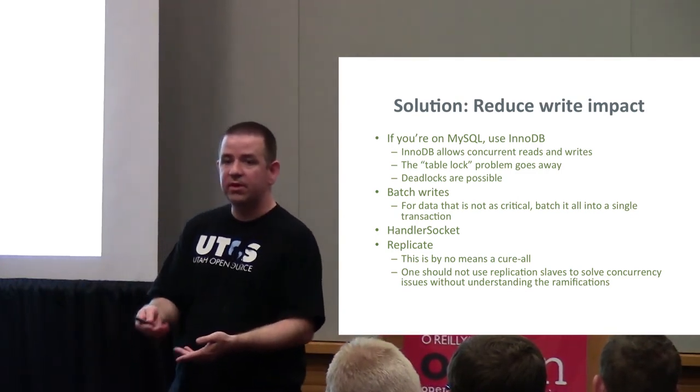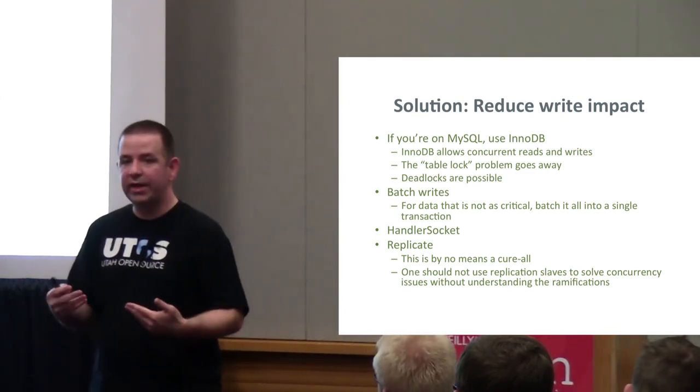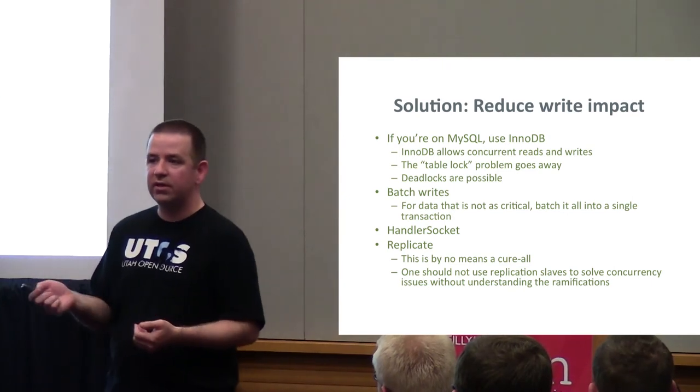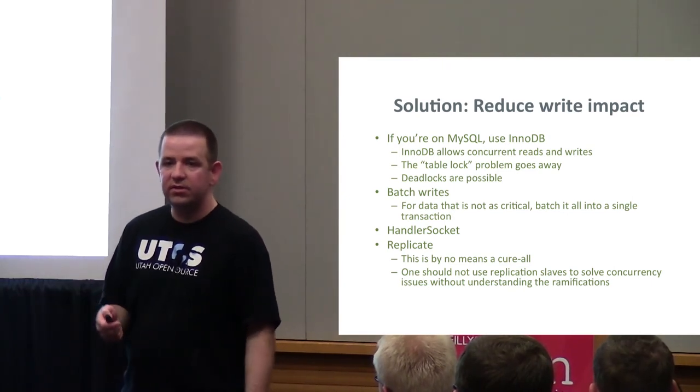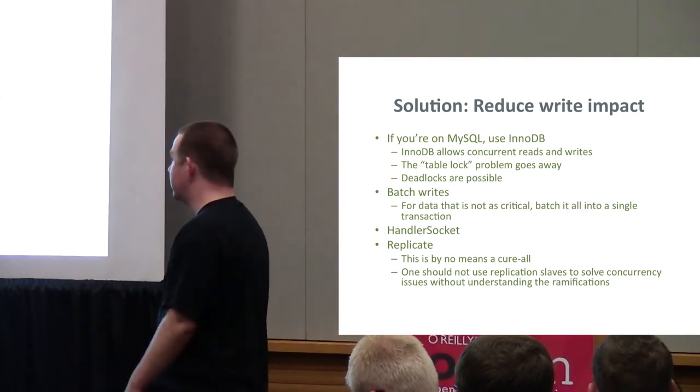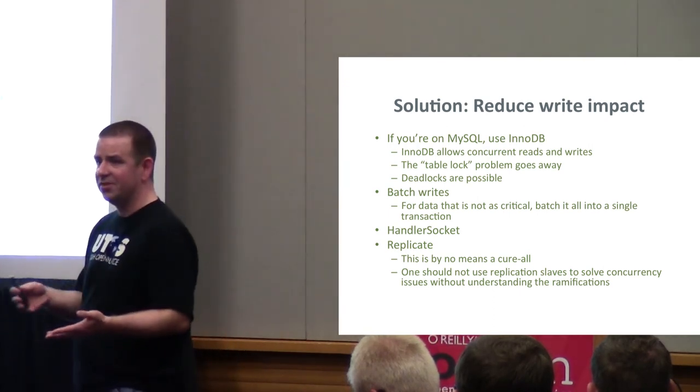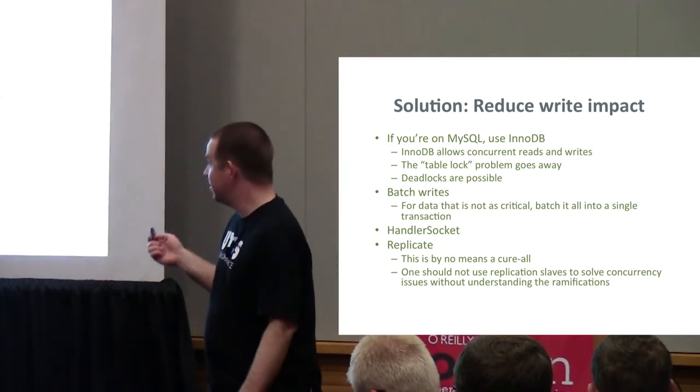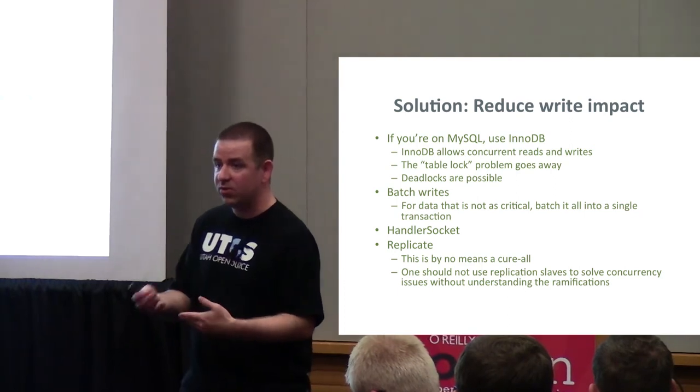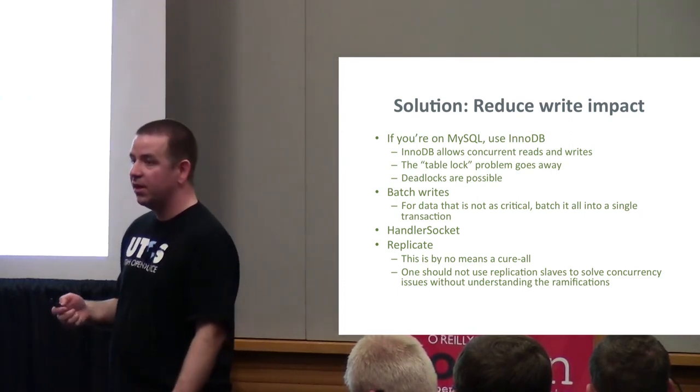On the slave, they're happening one at a time. It can't get the concurrency that you can get on your master. It's got to do them in order, because that's just how it works. So it's doing them in order, one at a time.